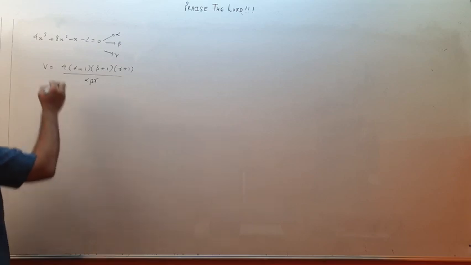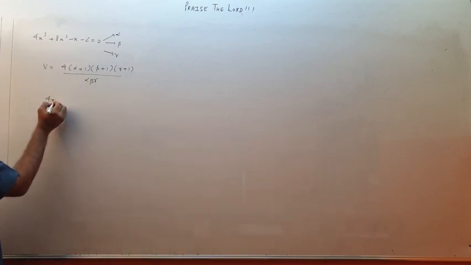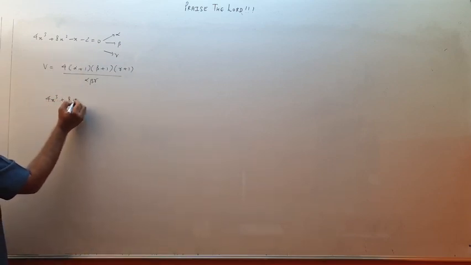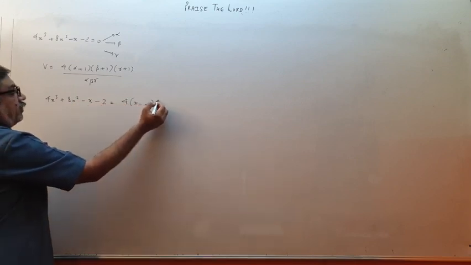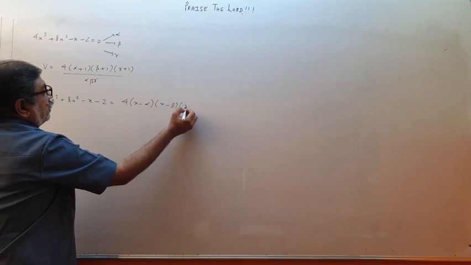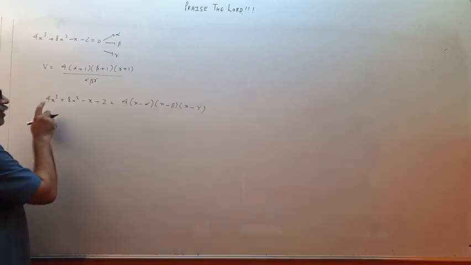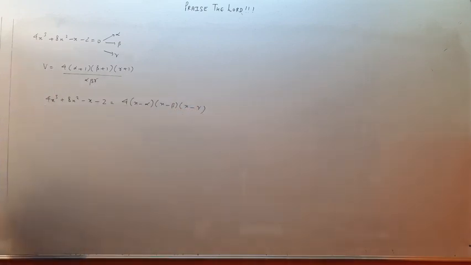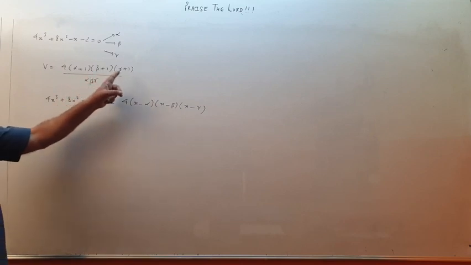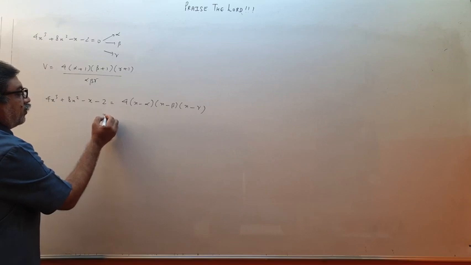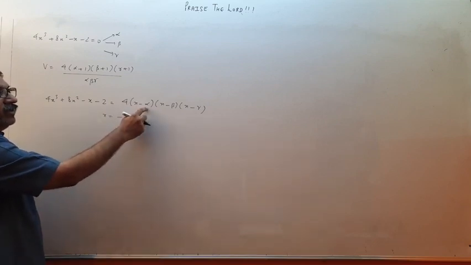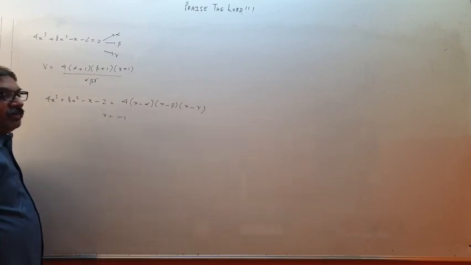So what trick do we use? We factorize this. We write 4x cube plus 8x square minus x minus 2 is equal to 4 into x minus alpha, x minus beta, x minus gamma. Why 4? Coefficient of x cube is 4. Now alpha plus 1, beta plus 1, gamma plus 1. So what I do is I take x as minus 1. Why? Because minus 1 minus alpha, minus will come out, it will become 1 plus alpha.